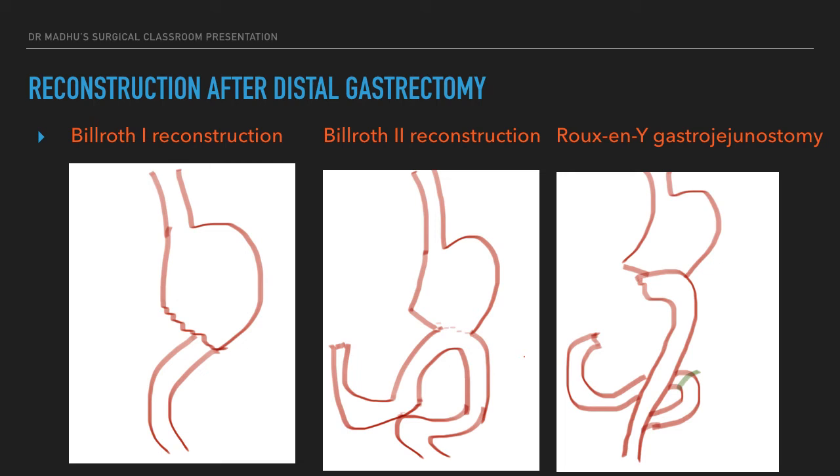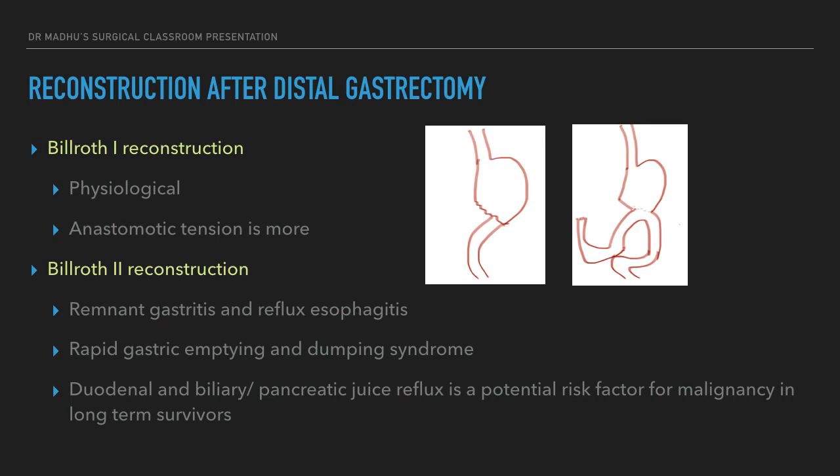So these are the various ways of reconstruction following a distal gastrectomy. If you refer to the textbooks, you see there are several names of reconstruction like Polya, Henke, Mikulicz, and several others. These are all different types of reconstruction following a Billroth 1 and Billroth 2. And finally, you have a Roux-en-Y gastrojejunostomy.